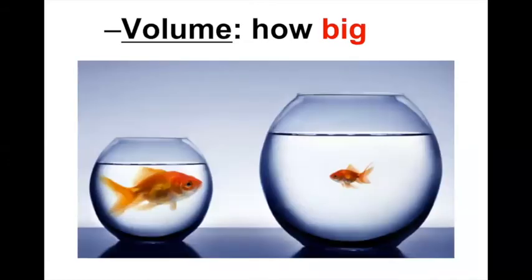We can measure how big something is, how much space it takes up, and that is called volume. I love this picture because you see that they have different volumes of water. They have different volumes of space, fish bowls, and the fish are also different volumes. We have a big fish in a little bowl, and we have a small fish in a big bowl. Volume, how much space, how big something is.